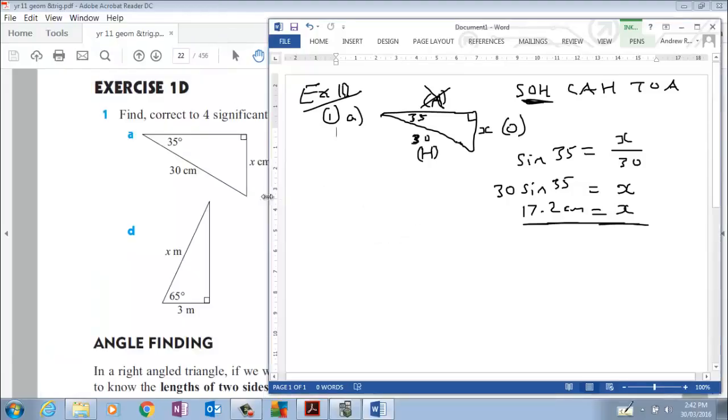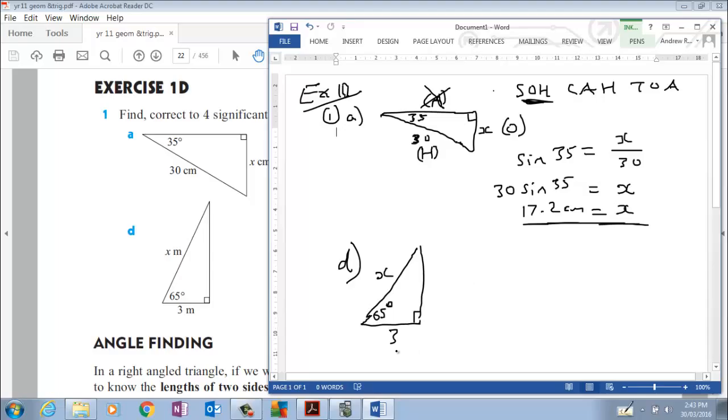Right, now before you do other questions, I'll just do D as well, because that's where x will actually be on the bottom of the fraction. Now this one here, we've got 65 degrees, we've got a right angle. Again, we have to have right angles for these rules to work. 3 meters on the bottom, and x, we have to try and find the hypotenuse.